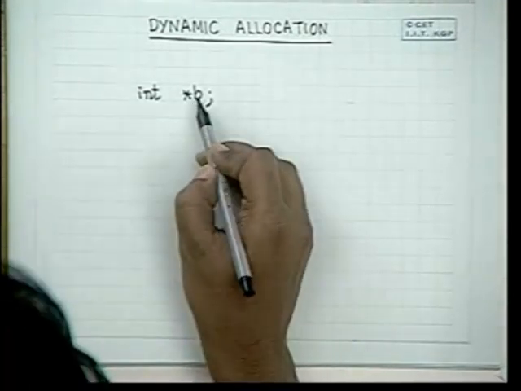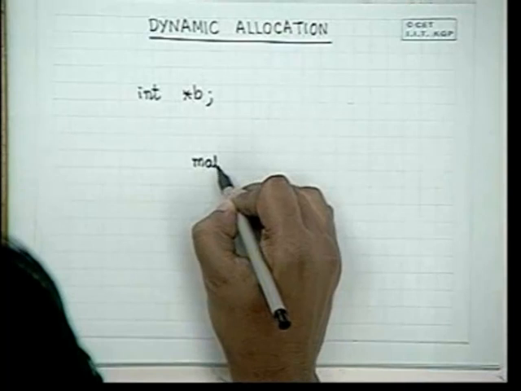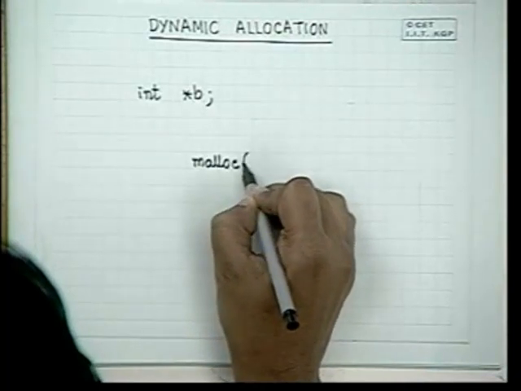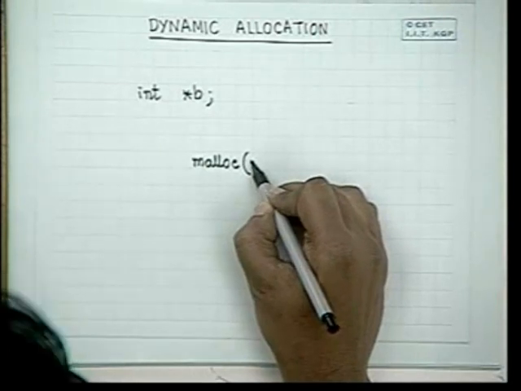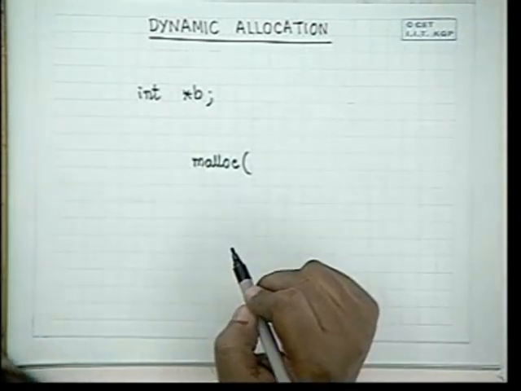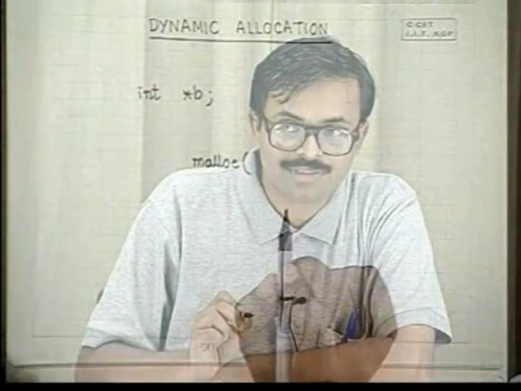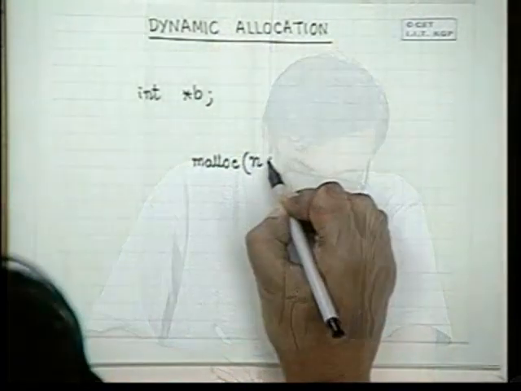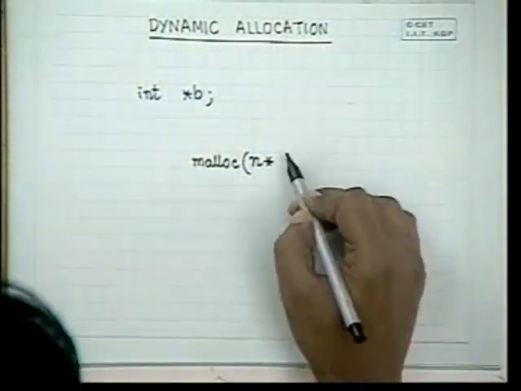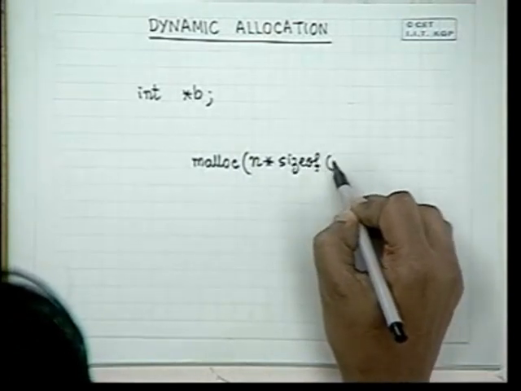And then we will allocate n elements of that size. For that we use malloc. We will have to allocate data of size n elements where each element is the size of an integer. So n multiplied by size of an integer.